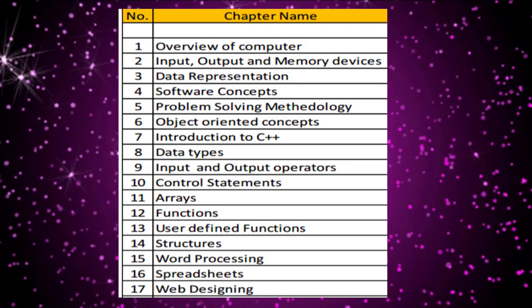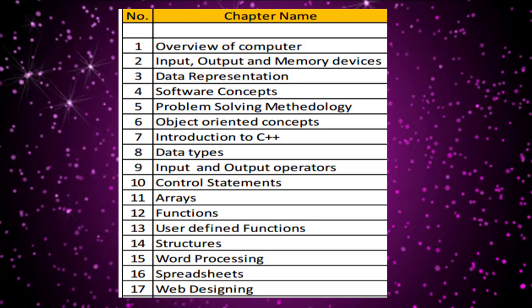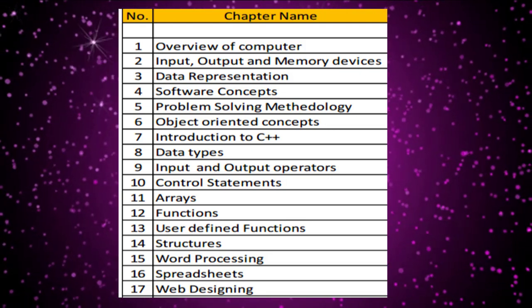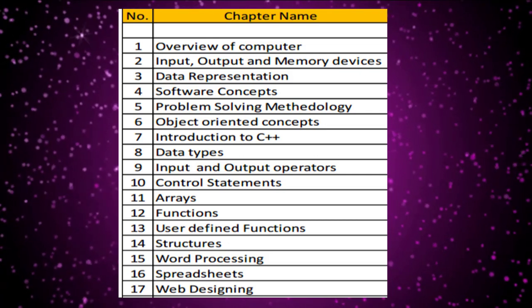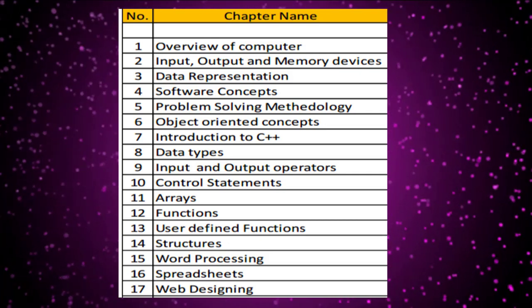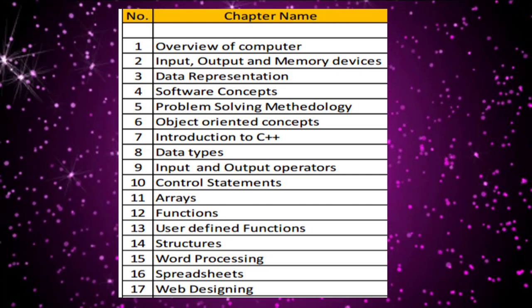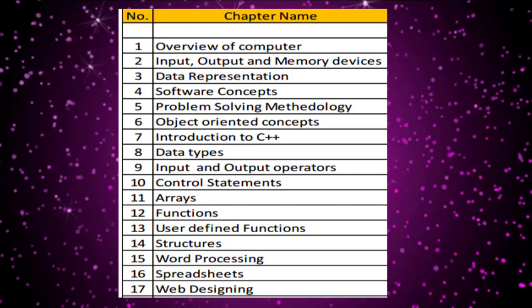Today, I would like to tell you about the syllabus of first PUC Computer Science. Here we have 17 chapters in computer science, and the first chapter is overview of computer. The second is input, output and memory devices. These two chapters are theory chapters.